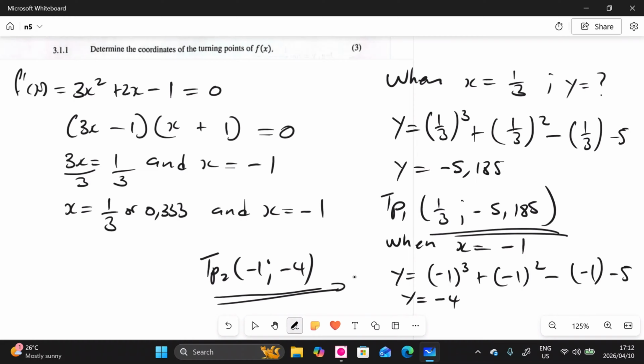I hope you guys managed to understand how to calculate the turning point of this cubic graph. First, you derive once, and then you equate to 0, and then you start solving for x, and then the x coordinates you substitute into the original, and then you get the y coordinate.